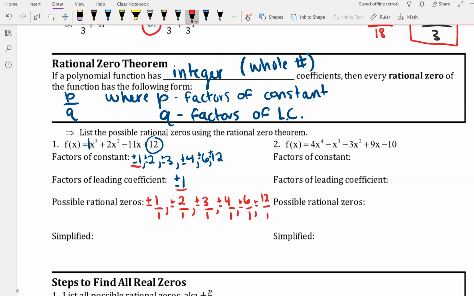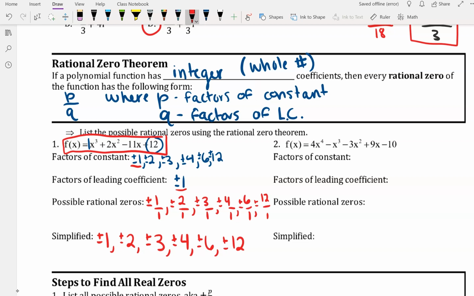So these are all the possible rational zeros, and then we're going to simplify all those fractions. This just simplifies to plus or minus 1, plus or minus 2, plus or minus 3, plus or minus 4, plus or minus 6, and plus or minus 12. Which means to me that all of these, 1, 2, 3, 4, 5, 6 numbers, well, I guess 12 numbers, because there's positive and negative, could be a solution to this system.